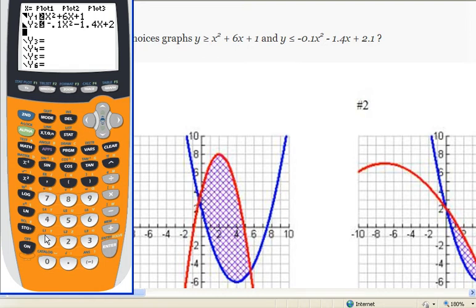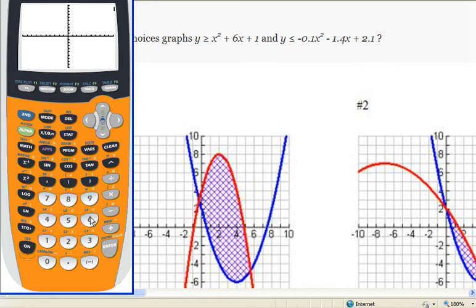Zoom 6. Most of these graphs on here go from negative 10 to 10, so I just have to find the one that matches. Oh, one more step though. We have to do the shading. Alpha, shades, 1. Good.